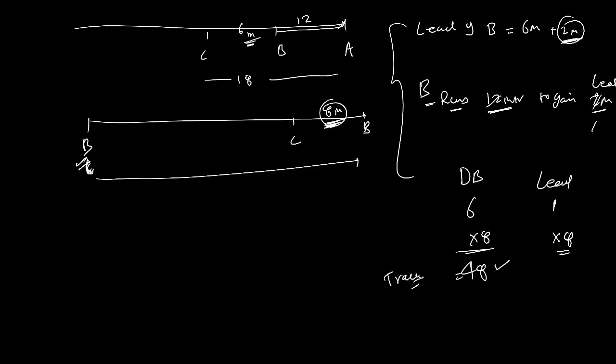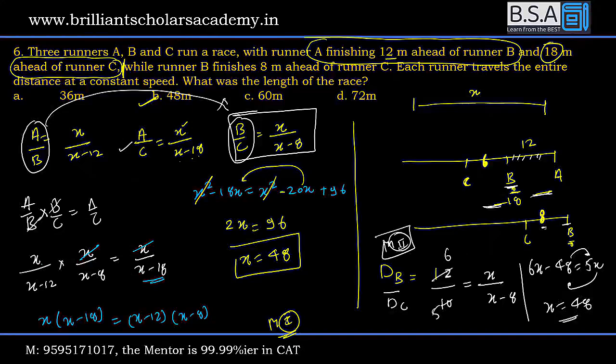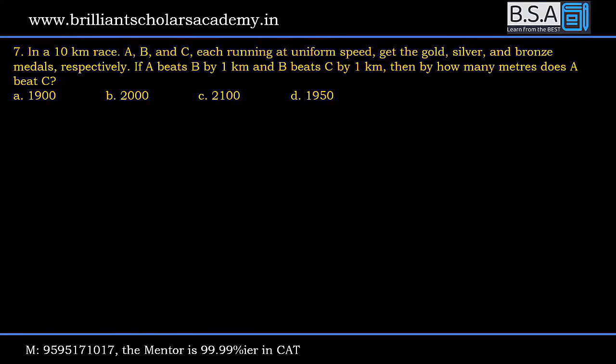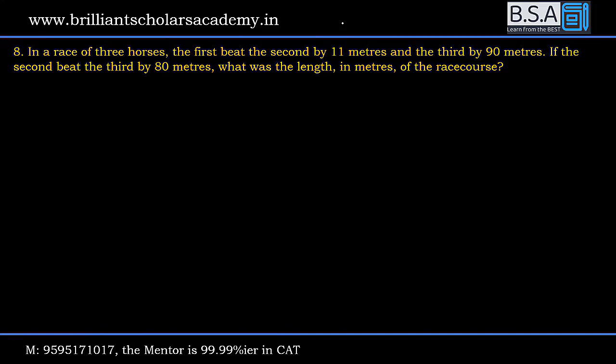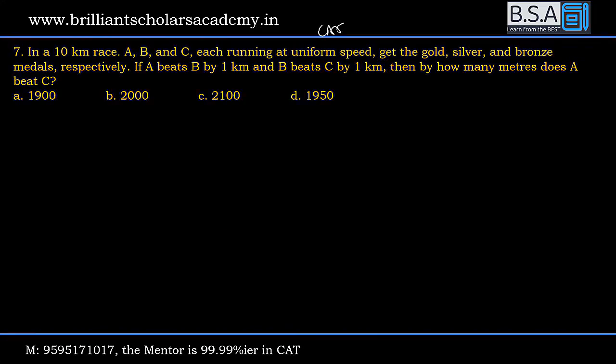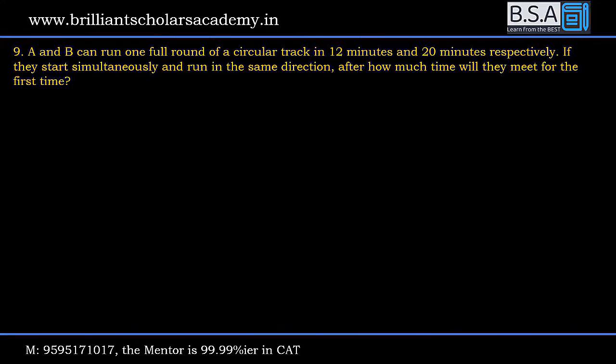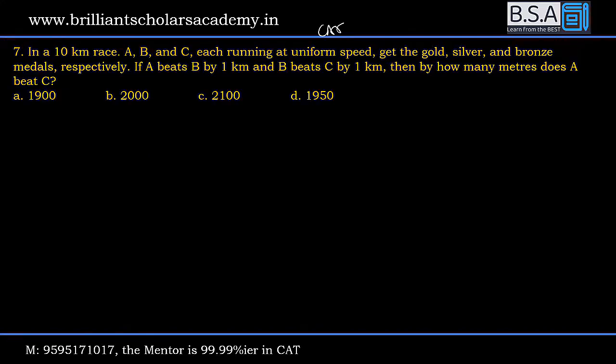Chalo, moving on. This is the fastest method available. Try this. This is the CAT question. The next one is also a CAT question. Complete these. Then soon we will start with circular races. Complete question 7. Try.